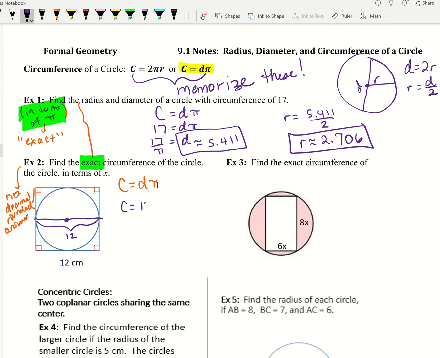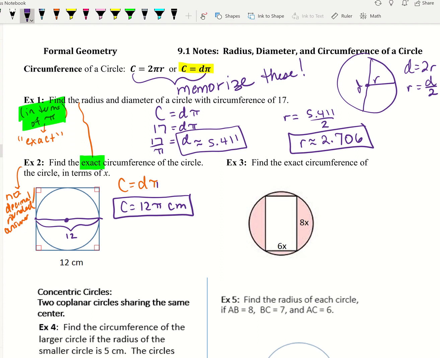And I want to multiply the diameter times pi, and then I do want the unit of measurement, which is centimeters. So the circumference is 12 pi centimeters. If the answer didn't say exact, I would go to the calculator and I would type in 12 pi equals to see what decimal that is. It's going to be a little bit over 36-ish.